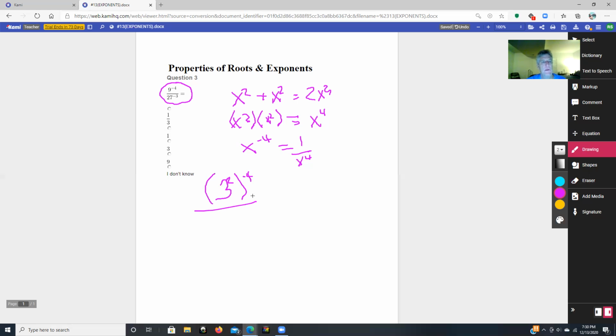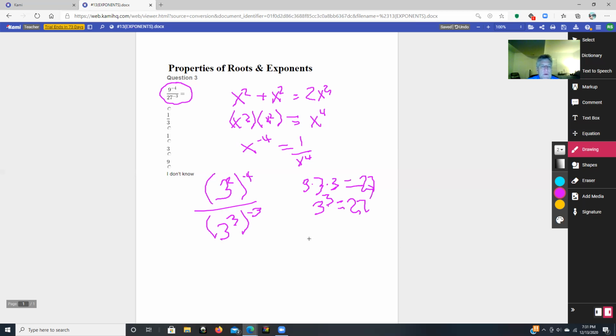On the bottom, 27 is the same as 3 times 3 times 3. That's equal to 27. So 3 to the 3rd power is equal to 27. So I'm going to replace 27 with 3 to the third power and take all of that raised to the minus 3.